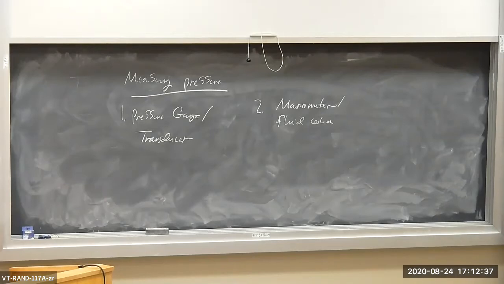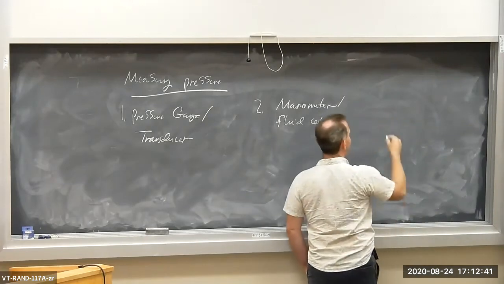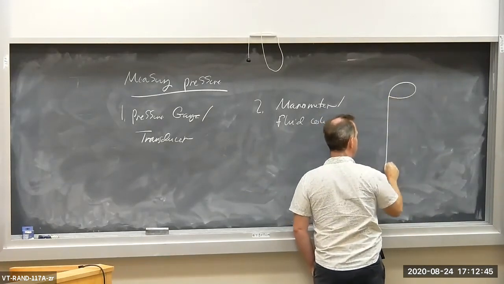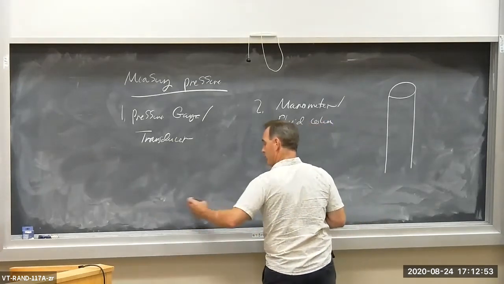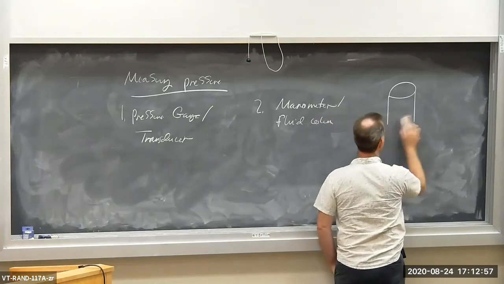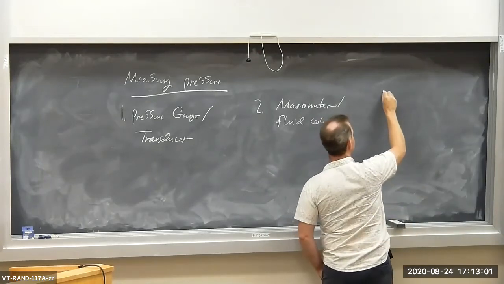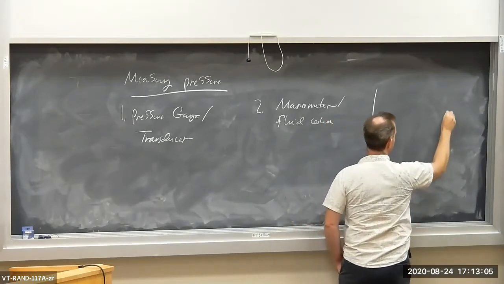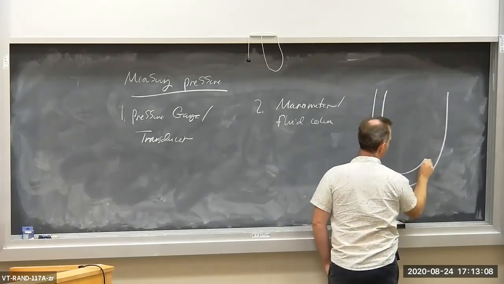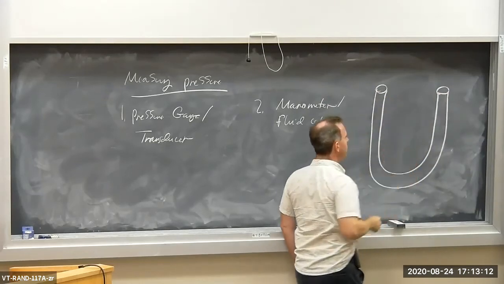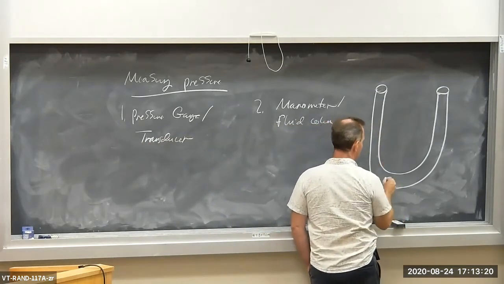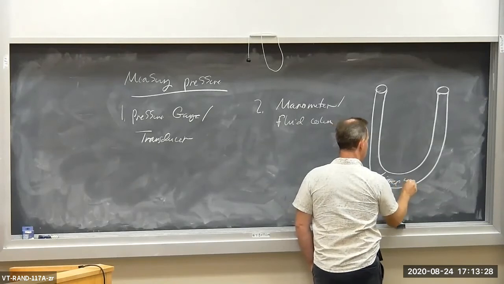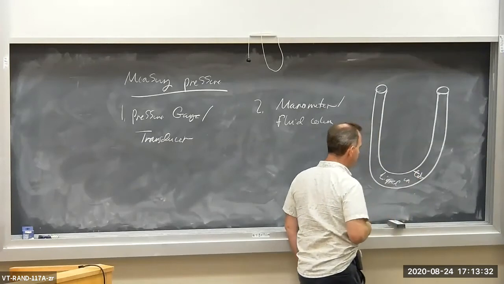So what is this fluid column or manometer about? Let's say we have a tube. Actually, no. Let's say we have a bent tube, a U-tube, if you like. So we have a tube, and this tube is filled with some kind of liquid. Liquid in tube, all right?